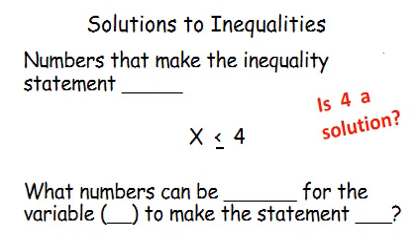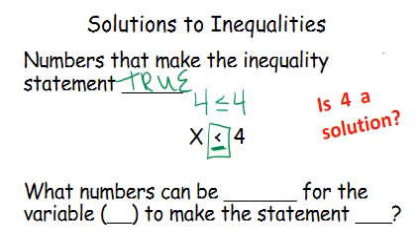Solutions to inequalities: numbers that make the inequality statement true. We already learned that. We experienced it at the beginning of this video. Is 4 a solution? x ≤ 4. When we look at our inequality symbol, the line under it means equal to. So can I say 4 is less than or equal to 4? Is that a true statement? And yes, it is, because of the equal to line underneath the inequality symbol.